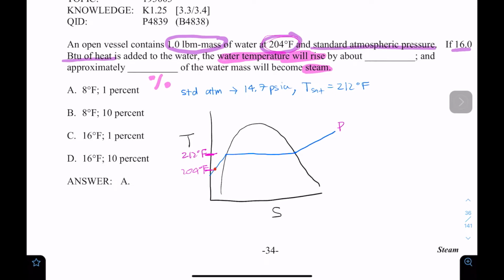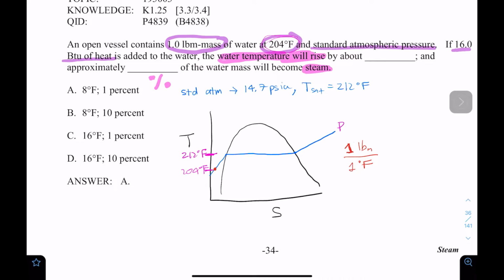So this one is making an assumption, we need to assume this. We need to assume that if I want to heat 1 pound of water, it's going to take 1 BTU per Fahrenheit at atmospheric pressure. It has to be at this pressure. And that's going to be the assumption here.